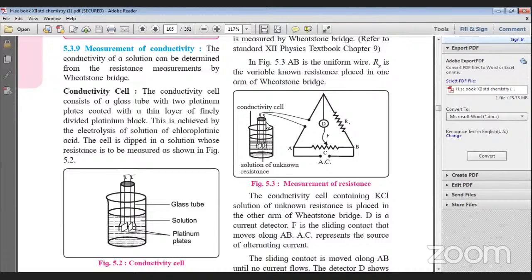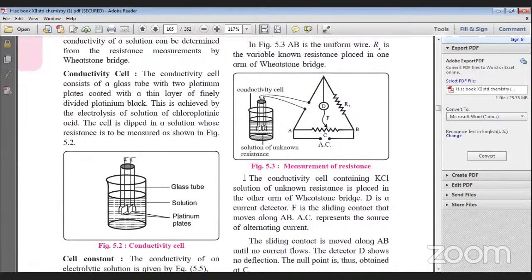A solution of unknown resistance is taken, whose resistance we do not know. We will place this conductivity cell in this apparatus, and then we will measure the resistance. The conductivity cell contains potassium chloride solution. So the solution which we want to measure is potassium chloride of unknown resistance. We don't know its resistance. We have placed it in the other arm of the Wheatstone bridge.